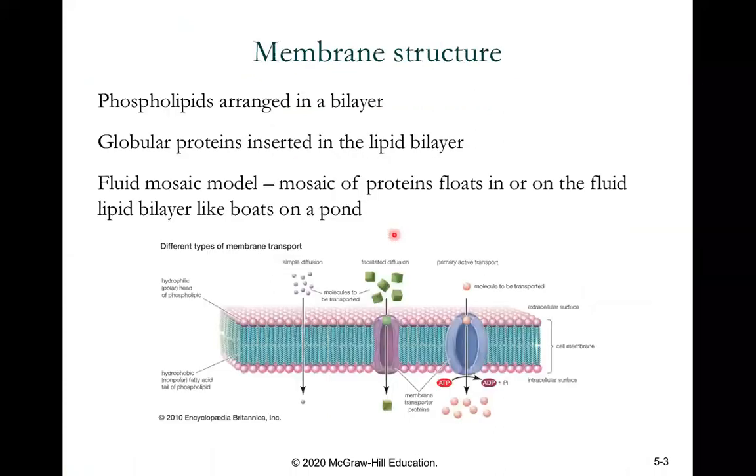So we know within these membranes, they are structures found within cells, and they are phospholipids arranged in a bilayer. They are globular proteins that are inserted into the lipid bilayer, and we can see these in the form of the fluid mosaic model, where the mosaic of proteins floats in or on the fluid lipid bilayer like boats on a pond. And you can see that in this image here where we have the different types of membrane transport from those different proteins embedded in that membrane.